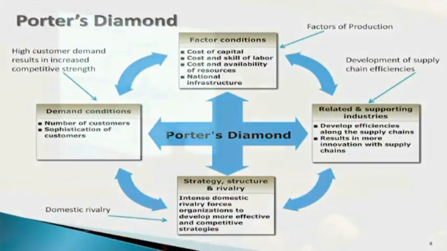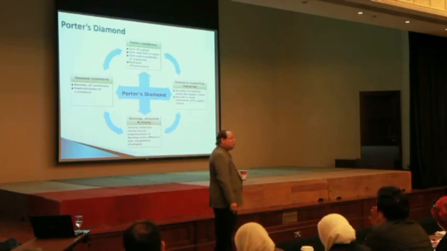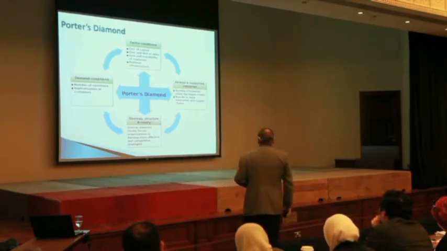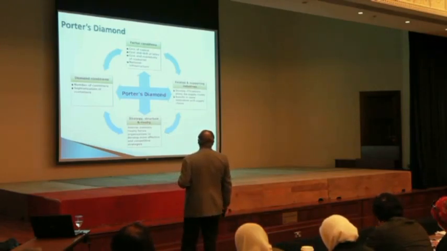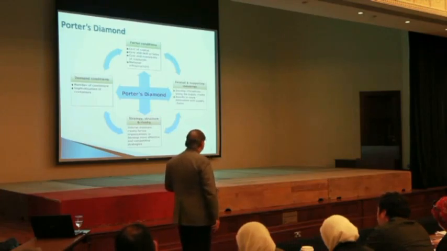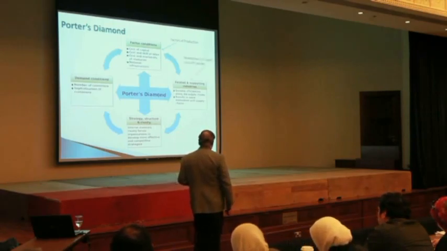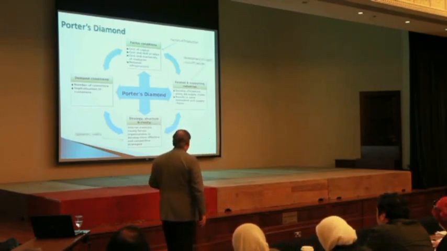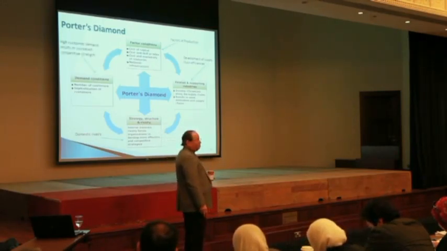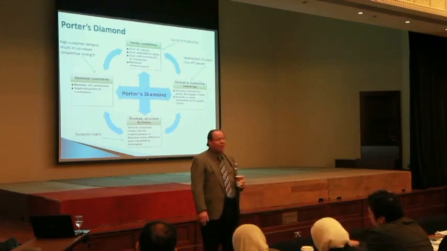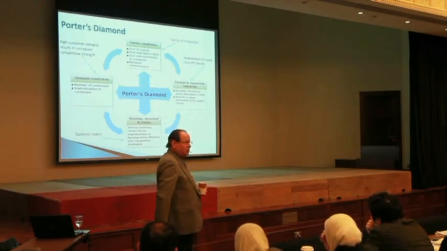Porter's Diamond, again, I'm not going to spend a lot of time with it. It looks at national competitive advantage, and it looks at factor conditions, related supporting industries, strategy, structure, rivalry, and demand. And I add little add-ons here. So one is factors of production, one is development of supply chain efficiencies, one is domestic rivalry, and the other is high customer demand results. You don't need to know this for your exam. It's a good graphic to have as a reference.